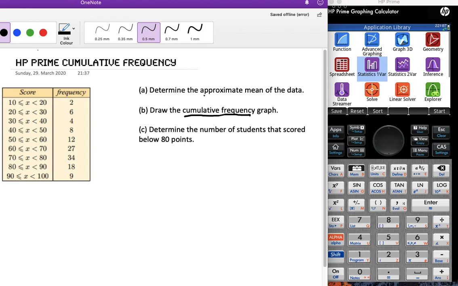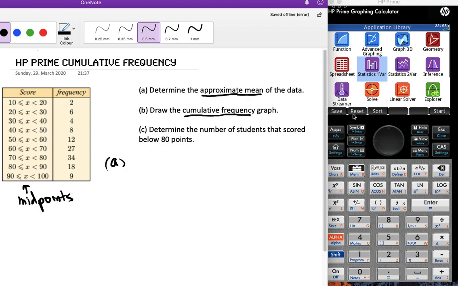Before we do, we're just going to practice an important skill of being able to find the approximate mean of these scores on our calculator as well. Okay, so here we go. We're going to input our data first, and remember that we are going to put in the midpoints.